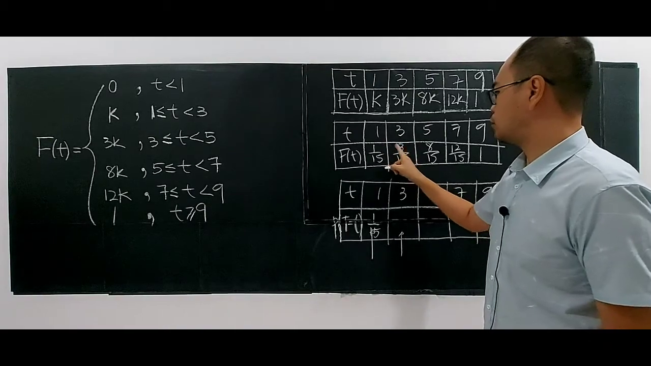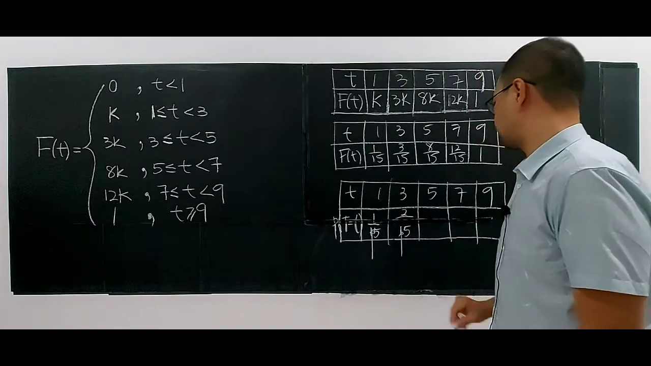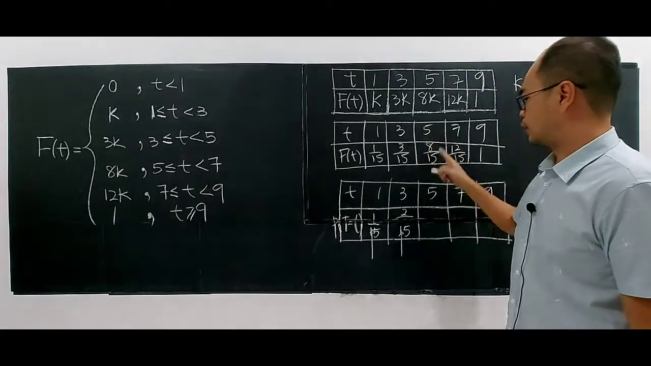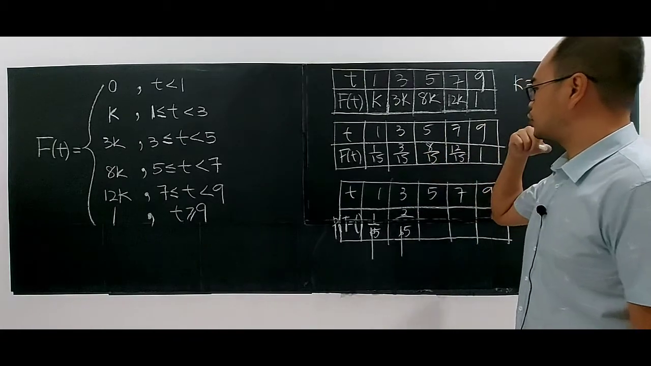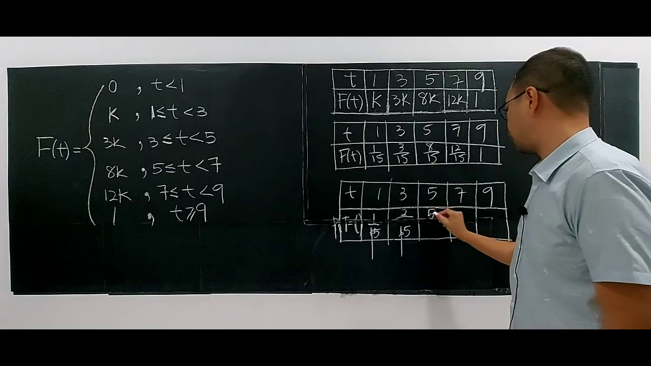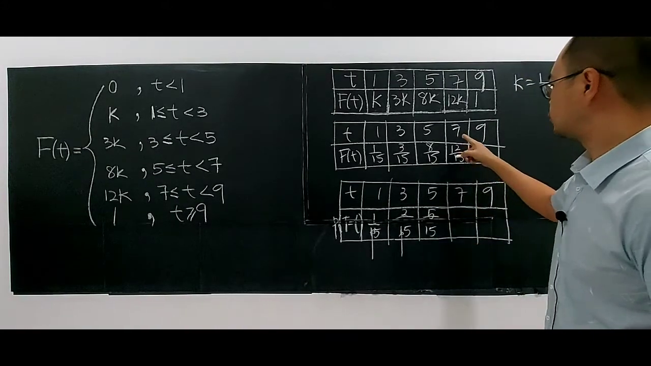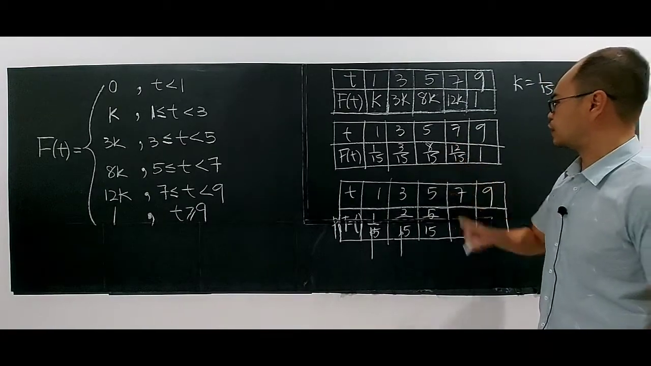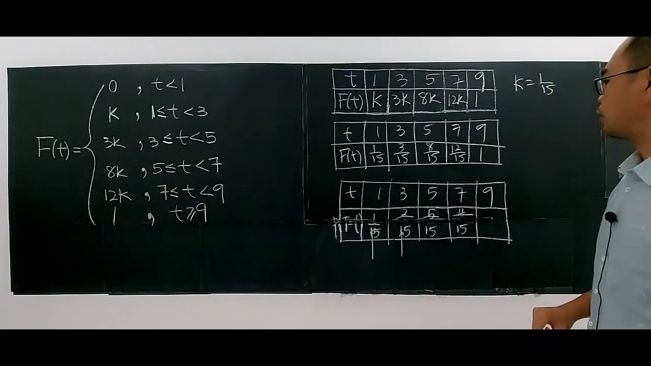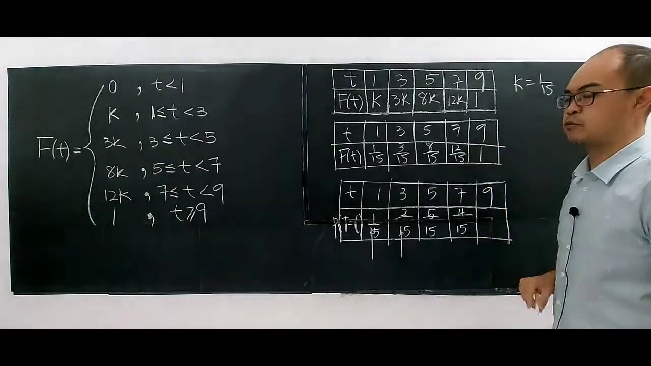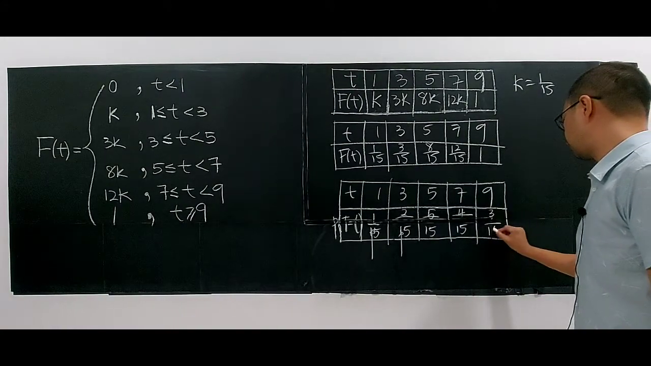which will be 3 over 15 minus 1 over 15, so you are getting 2 over 15. Followed by 5, the probability of T equals 5, you are getting 8 over 15 minus 3 over 15, which gives you 5 over 15. And for 7, probability of T equals 7, you're taking 12 minus 8, so you are getting 4 over 15. And finally, 1 minus 12 over 15, so it will be 3 over 15.